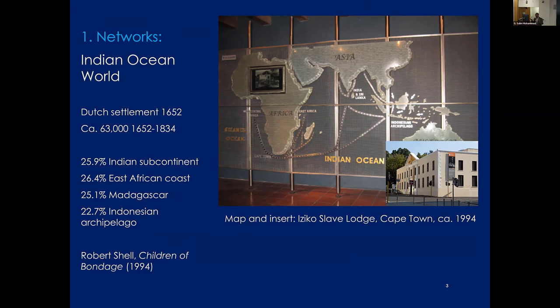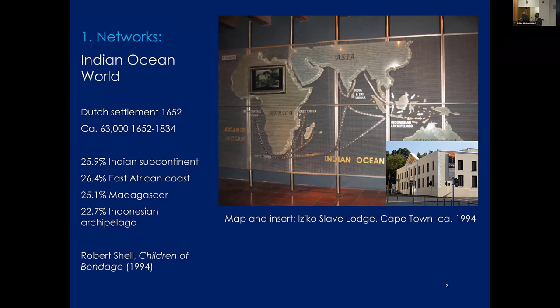Now, that might be surprising if we think about the Atlantic world, which is much better known in the United States and involves a very, very large number of people crossing from east to west. Well, the Indian Ocean world has a much smaller number of people, at some 63,000 in these 180 years or so came from the Indian Ocean world to the Cape. This is a story of people coming to Africa rather than the usual Atlantic narrative of people moving east from the African continent to the Americas.